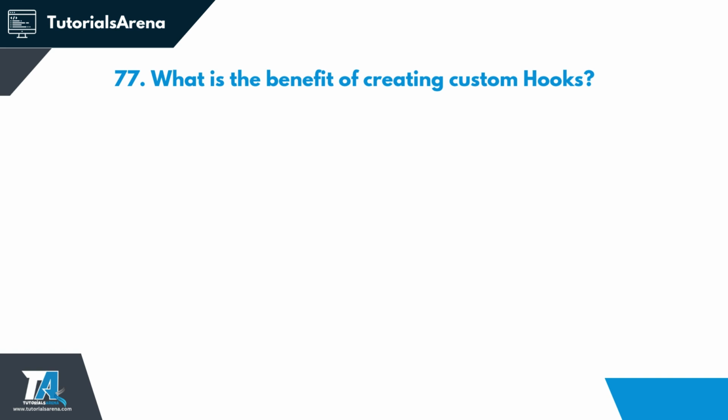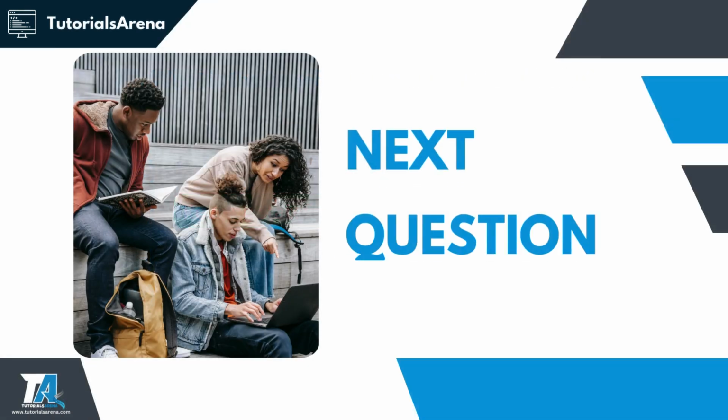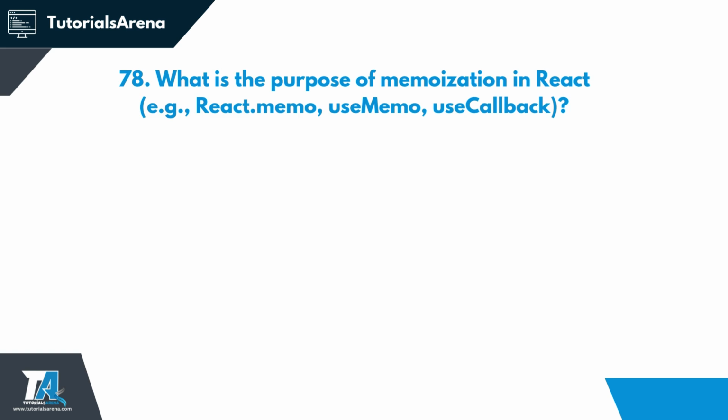Question 77. What is the benefit of creating custom hooks? The options are Option A. Improved performance. Option B. Reusing stateful logic across components. Option C. Simplified styling. Option D. Easier routing. The correct answer is Option B. Reusing stateful logic across components. Moving on to the next question.